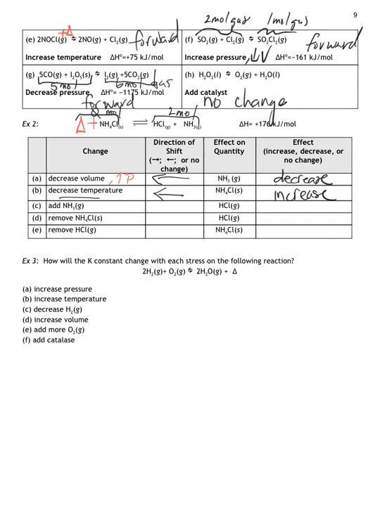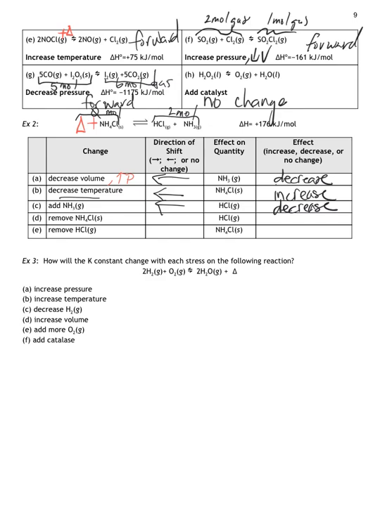Adding more NH3: in order to undo that change, I'm going to have to remove NH3. The only way to remove NH3 is to shift towards the left. So I'm shifting this way, towards the left. And that will have an impact on the amount of hydrogen chloride by decreasing it. So it's actually going to decrease the hydrogen chloride because it's going to be shifting towards making more ammonium chloride solid.